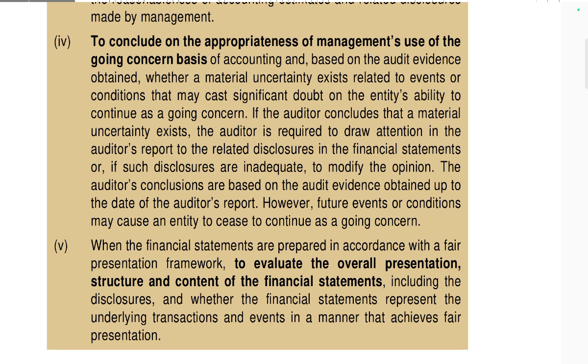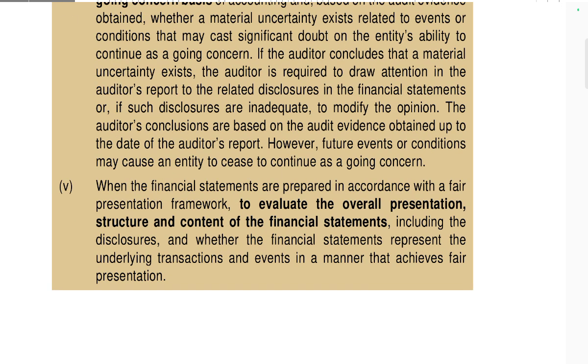If the auditor concludes that a material uncertainty exists, the auditor is required to draw attention in the auditor's report to the related disclosures in the financial statements or, if such disclosures are inadequate, to modify the opinion. The auditor's conclusions are based on the audit evidence obtained up to the date of the auditor's report. However, future events or conditions may cause the entity to cease to continue as a going concern.